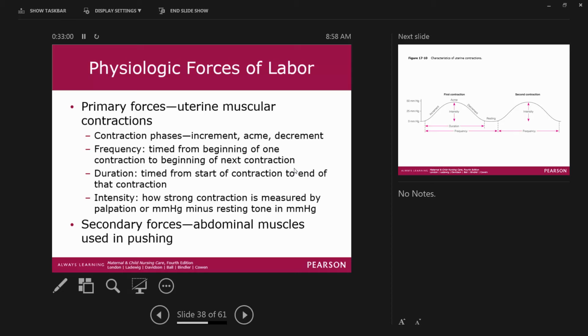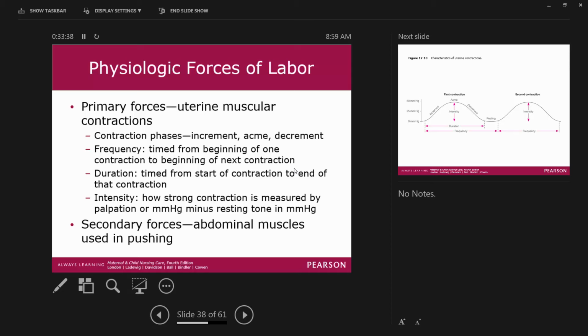Okay. So on the list of 5 things that make labor possible, the physiological forces, so the force of the contraction and the force of her abdominal muscles. In a contraction, there are phases of the contraction. There's the increment where the contraction is starting to strengthen, strengthen, strengthen. There's the acme or the peak where it's at its strongest point. And there's the decrement where it is now releasing, releasing, relax. Okay? So those are the phases of the contraction.